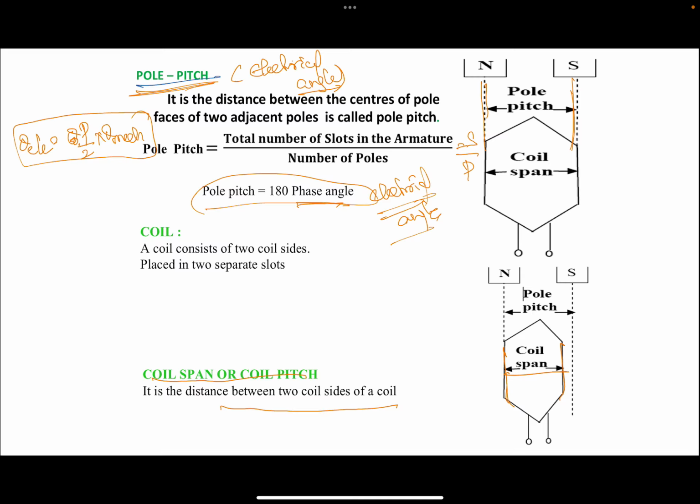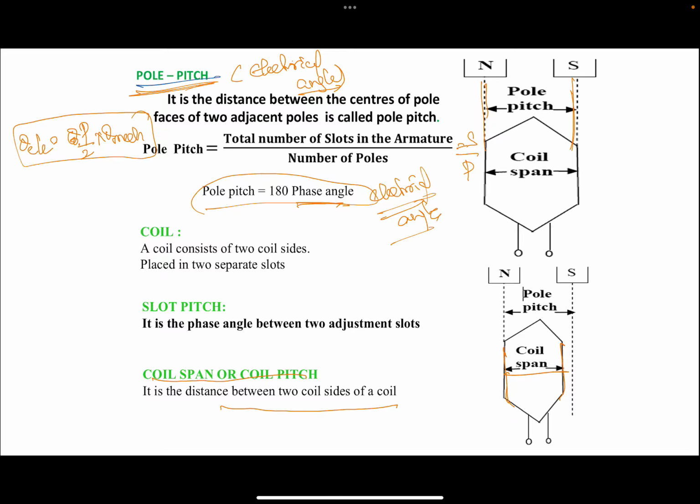How will it be measured? There are only two options. Slots are there, and I can also measure in angle. I can measure the coil span in terms of slots or in terms of electrical angle. So we are all learning these basic terms for the pitch factor concept here.